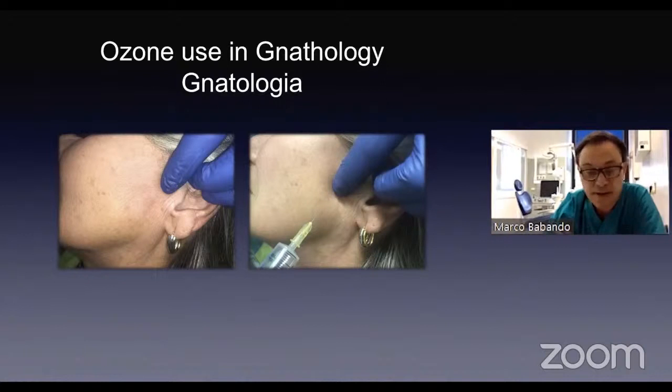As I said, ozone has a great efficacy in gnathology. The temporomandibular joint suffers from imbalances when closing your mouth.